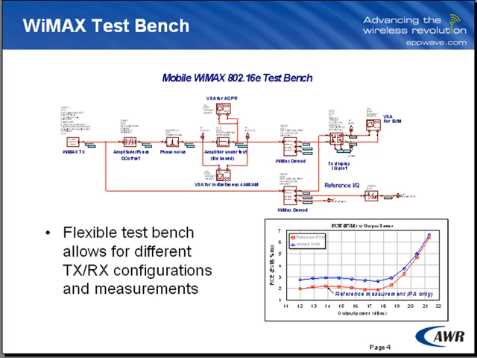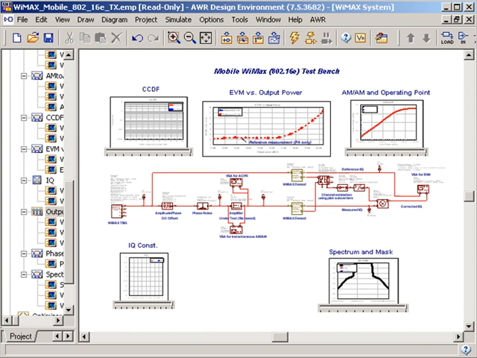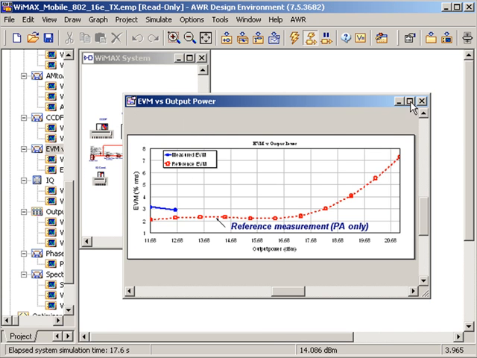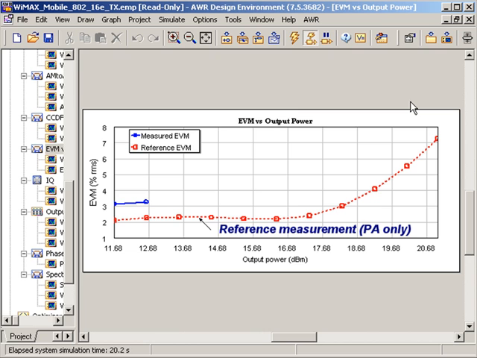With that said, why don't we move on to the product and look at a typical VSS test bench. This test bench was designed keeping in mind the needs of a PA designer, or that is to say, this test bench can aid the power amplifier designer in predicting conformance tests. Specifically, we can look here at this graph and monitor output power versus EVM.